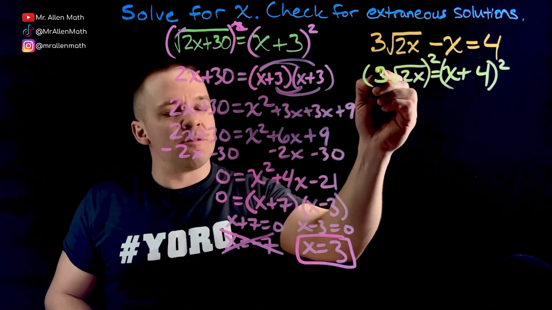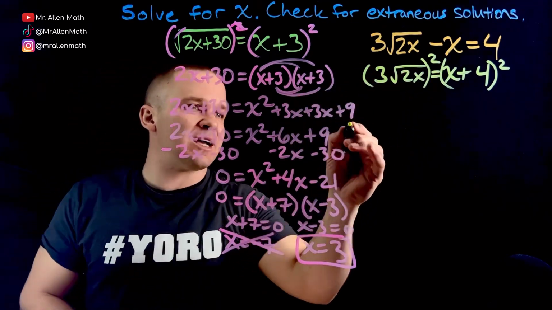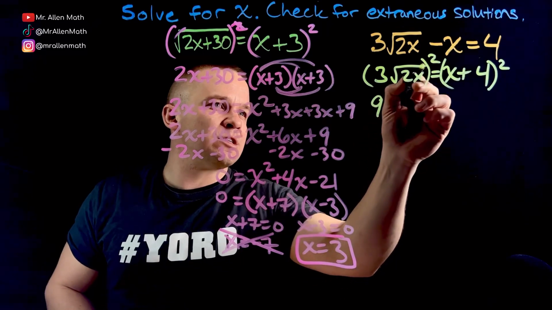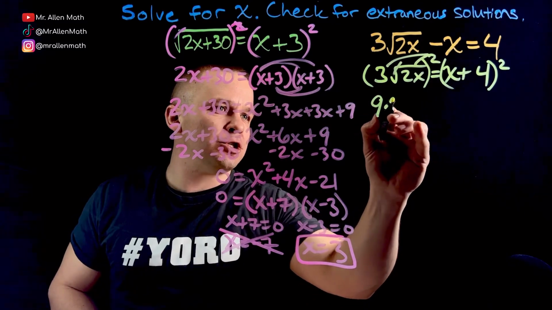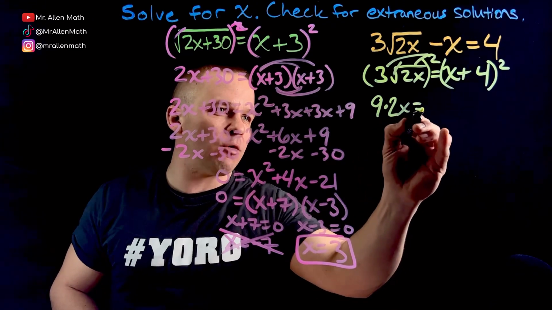I got to distribute my 2. My 3 squared, 3 raised to the second power, that's 9. And so this guy hits that, and then also hits my radical, that's canceled, and I got 2x here. So that's going to give me 18x. I'll write that in a sec.